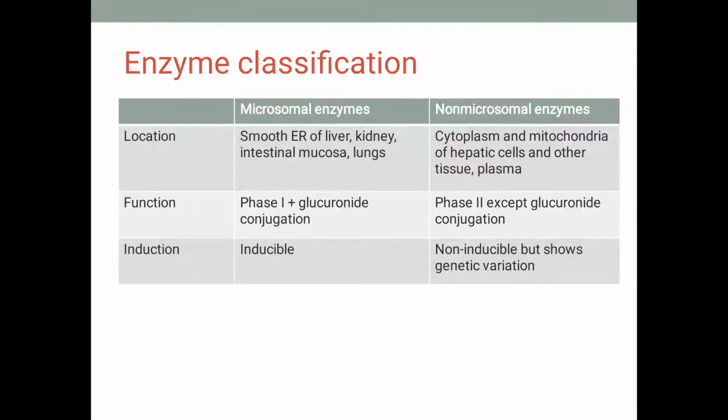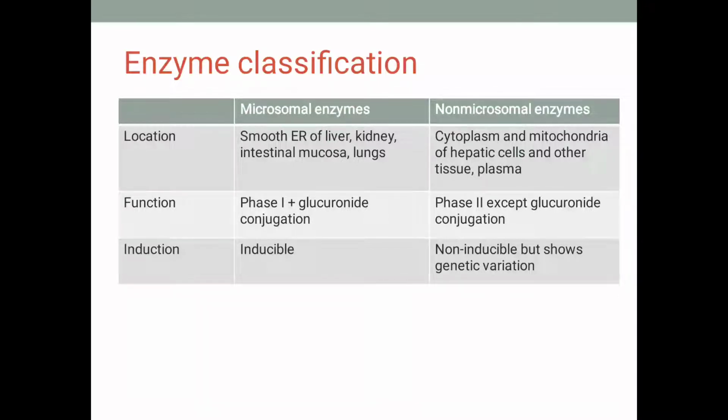So enzymes can be microsomal enzymes or non-microsomal enzymes. Where can they be located? Microsomal enzymes are located in the smooth endoplasmic reticulum of the liver, kidney, intestine, and lungs, while non-microsomal enzymes are mainly located in the cytoplasm and mitochondria of hepatic cells and other tissues, and in plasma. Regarding function, microsomal enzymes are mainly responsible for all the phase 1 reactions and glucuronide conjugation of phase 2, and non-microsomal enzymes are mainly responsible for all the phase 2 reactions except glucuronide conjugation, which occurs with microsomal enzymes.